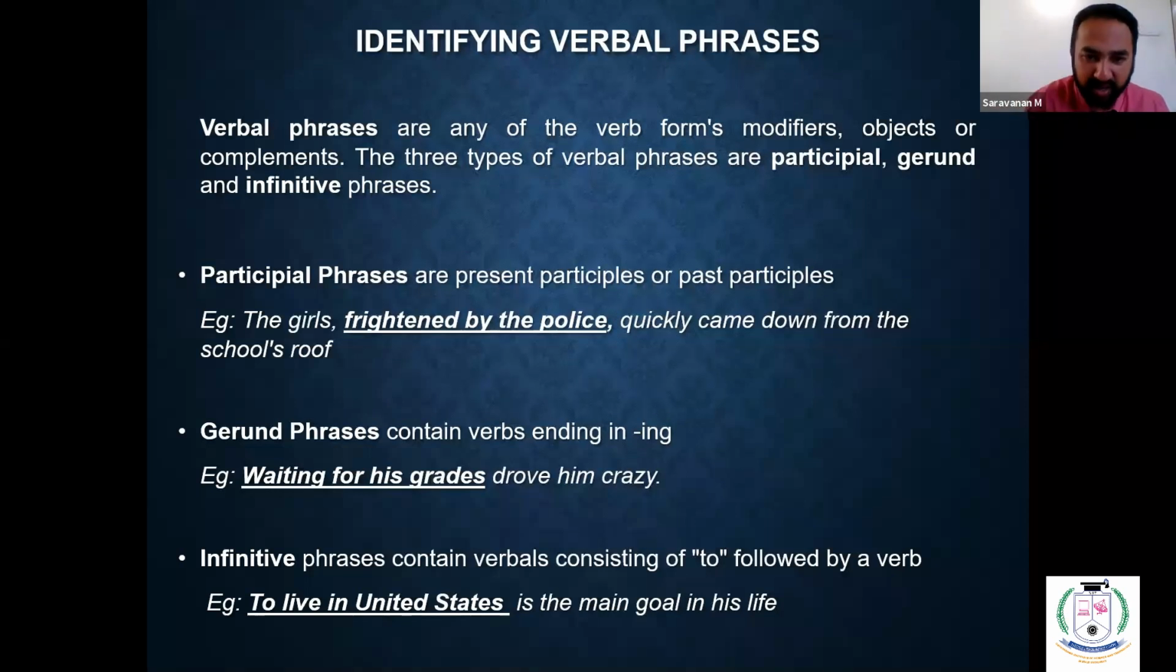Waiting for his grades drove him crazy. That is, he has been waiting to receive his grades, waiting to know his marks. Here, that is the gerund. Listen very carefully: when the ing word comes in the beginning of the sentence, that is a gerund. I'll give you one more example: walking is a good exercise.